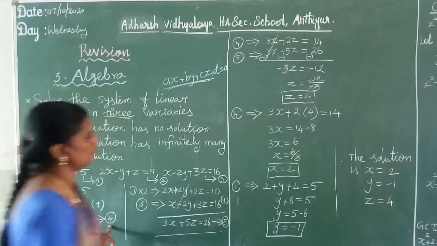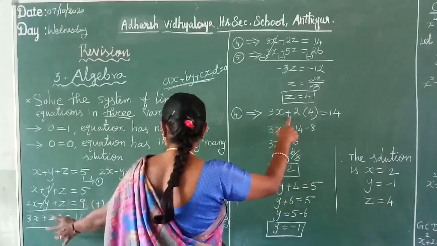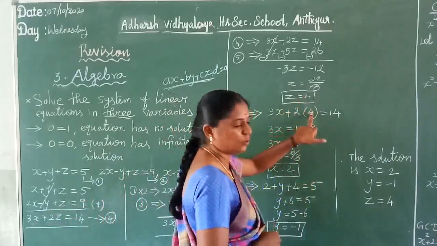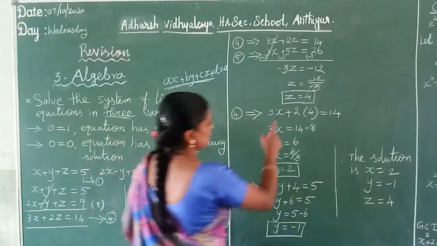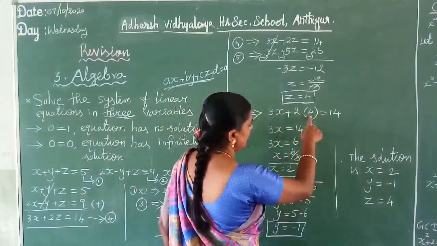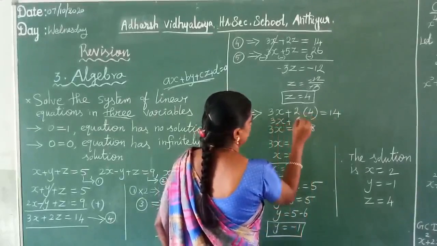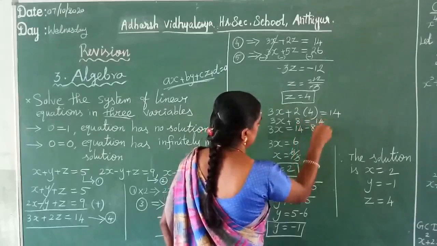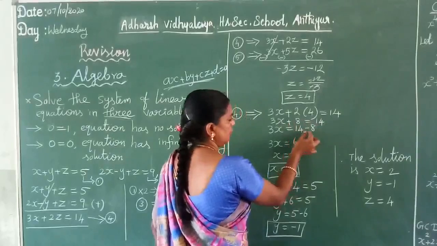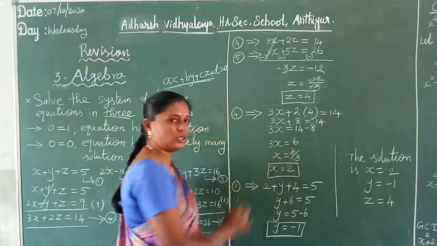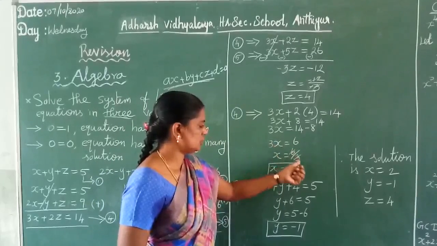So substitute 4. We take the 4th equation and substitute: 3x plus 2 into the z value 4 equal to 14. So 3x plus 2 fours are 8 equal to 14, and 3x equal to 14 minus 8, since 8 moves across as a minus. So 14 minus 8 answer 6. So 3x equal to 6. x equal to 6 by 3, since the multiplication comes as a divide. So 6 by 3 answer 2.